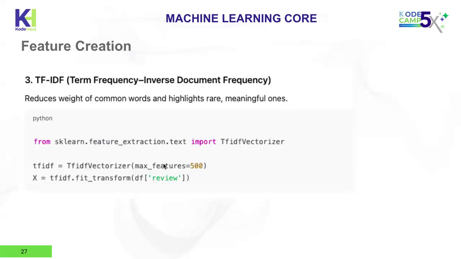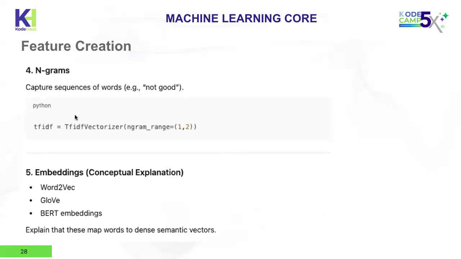And sklearn also has a class that handles that. It's called a TF-IDF vectorizer. So it's going to create a vector, and it's going to give the words that are very common lower weights, and rare but meaningful words higher weights. Then we have ngram. Ngram is basically a way of capturing sequences of words. And you can also use the TF-IDF vectorizer to do that by specifying the ngram range.